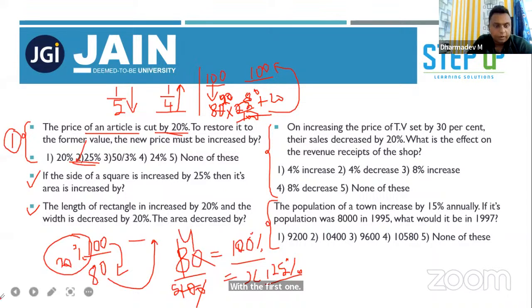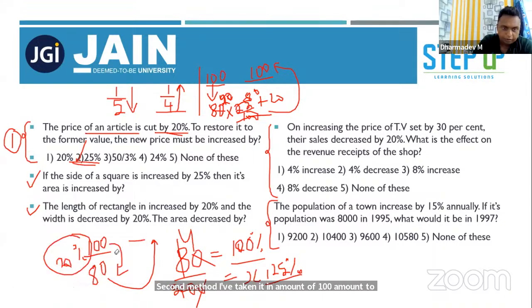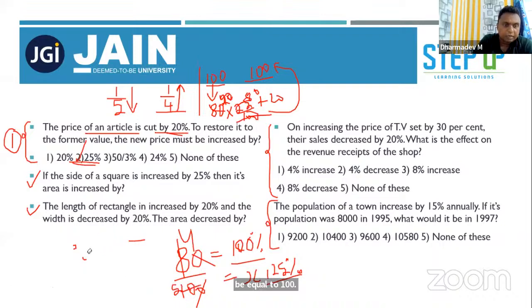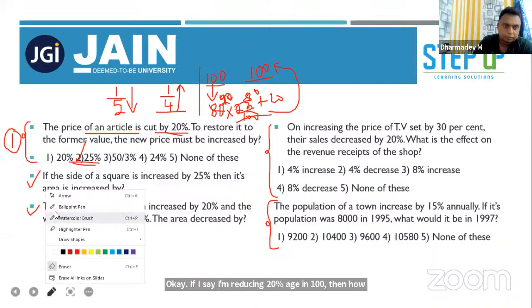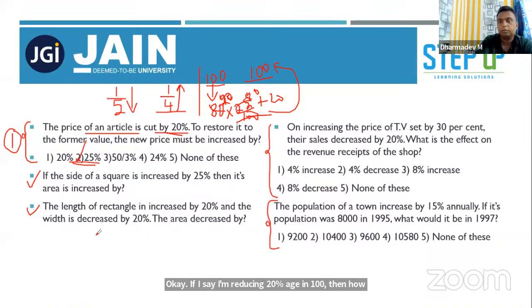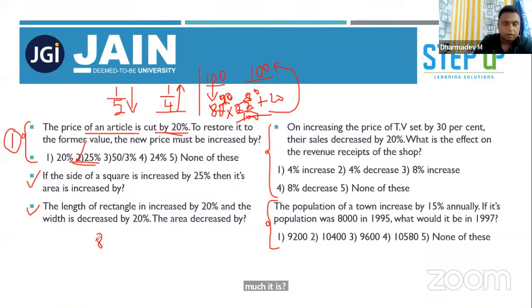Second method, I've taken it in amount of 100. Amount to be equal to 100. Let's say that I'm taking an item for sugar for 100 naira. The cost has been reduced by 20 percentage. If I say I'm reducing 20 percentage in 100, then how much it is? 80.